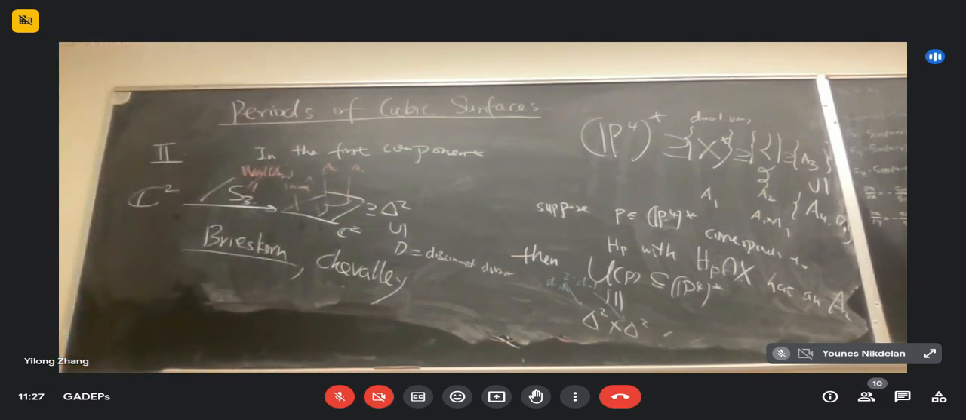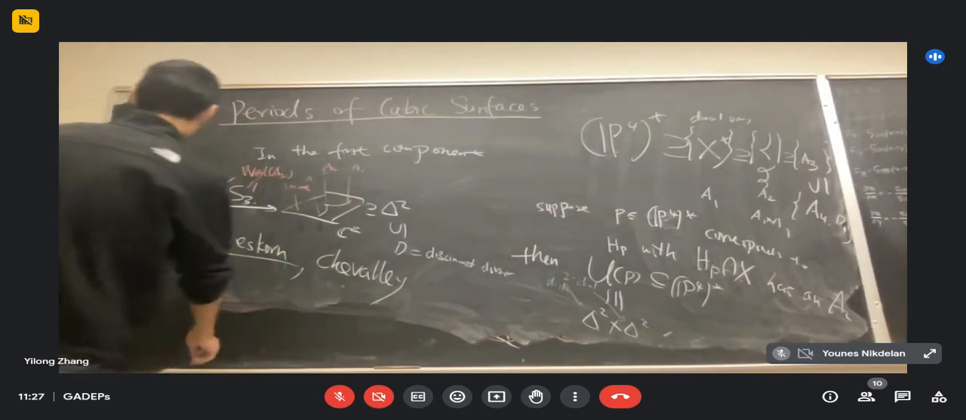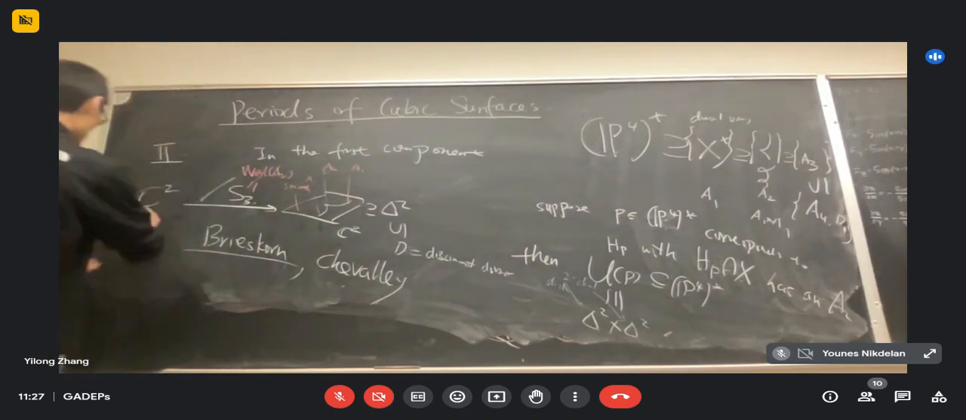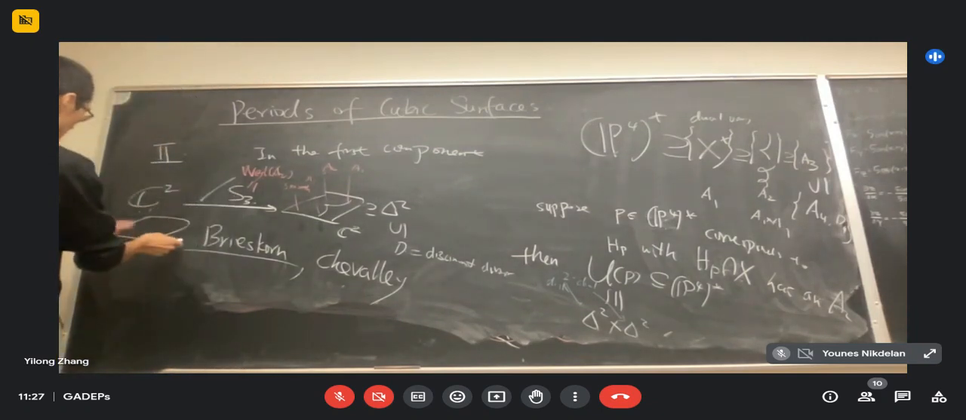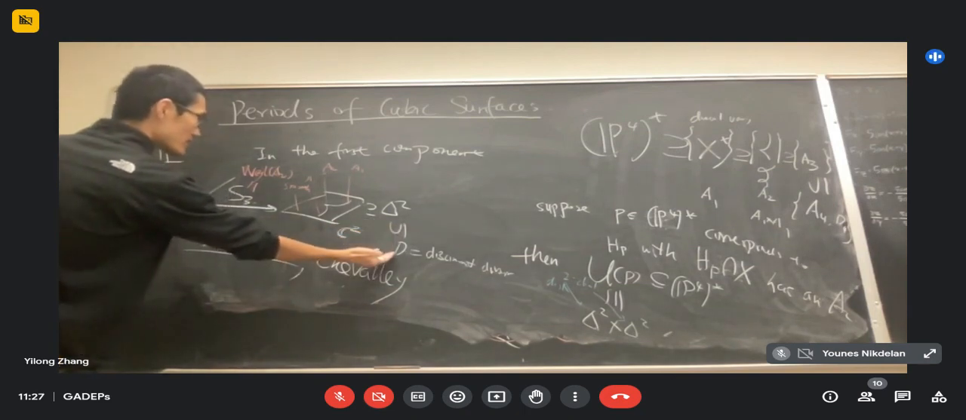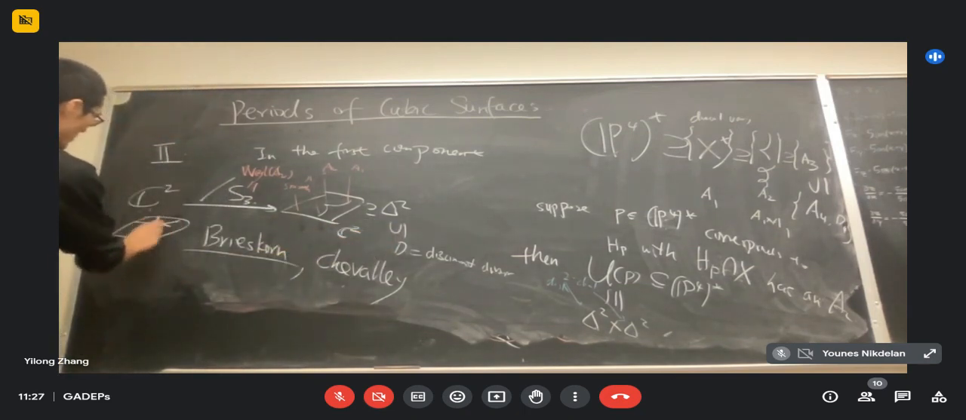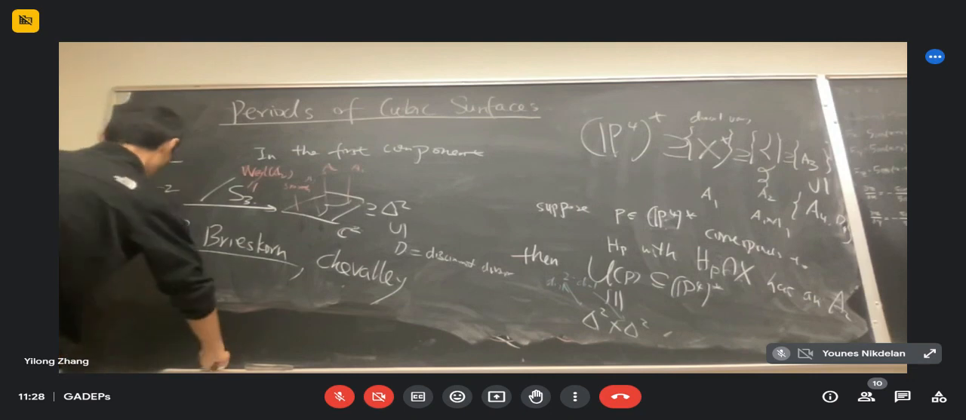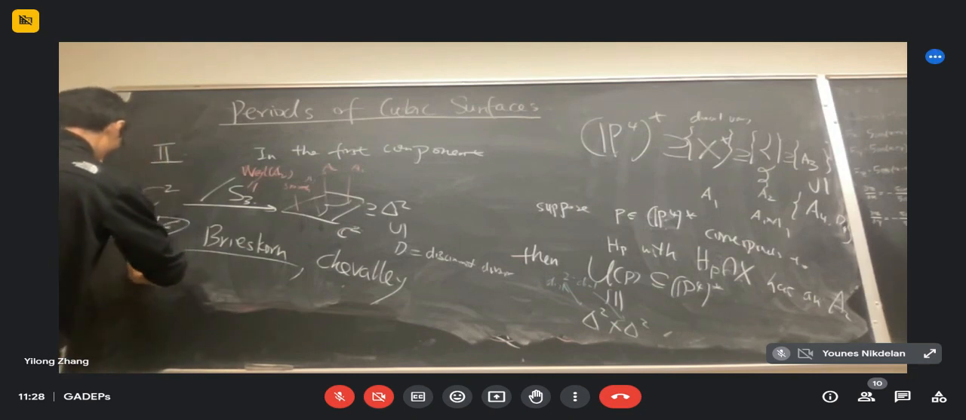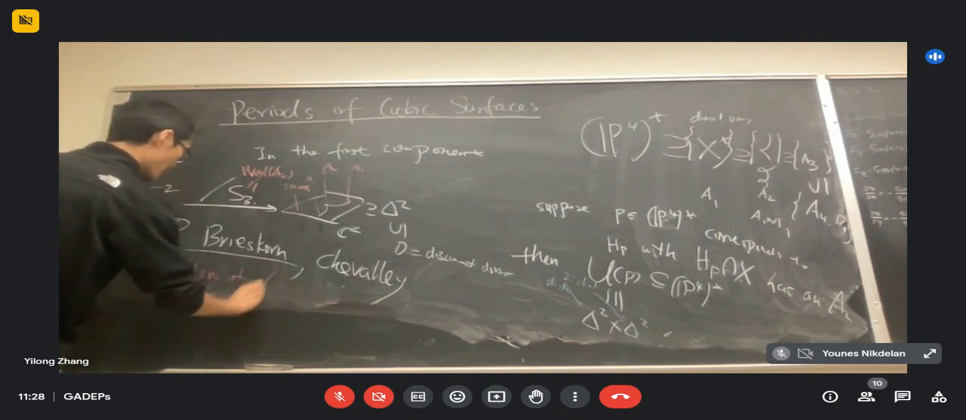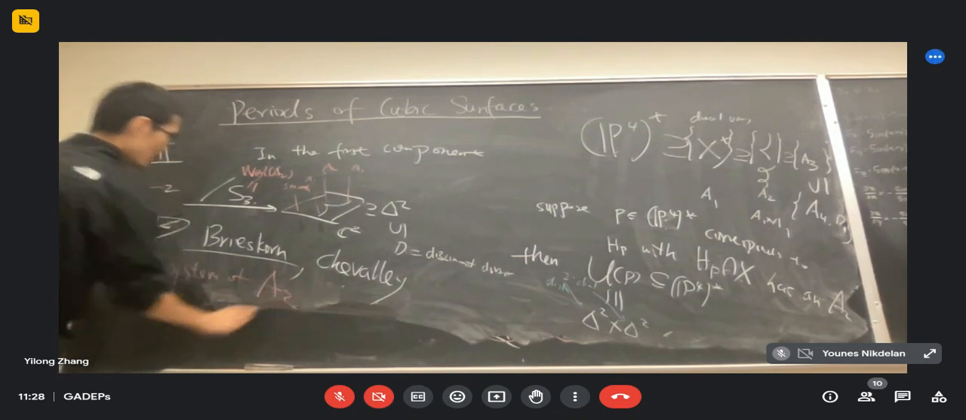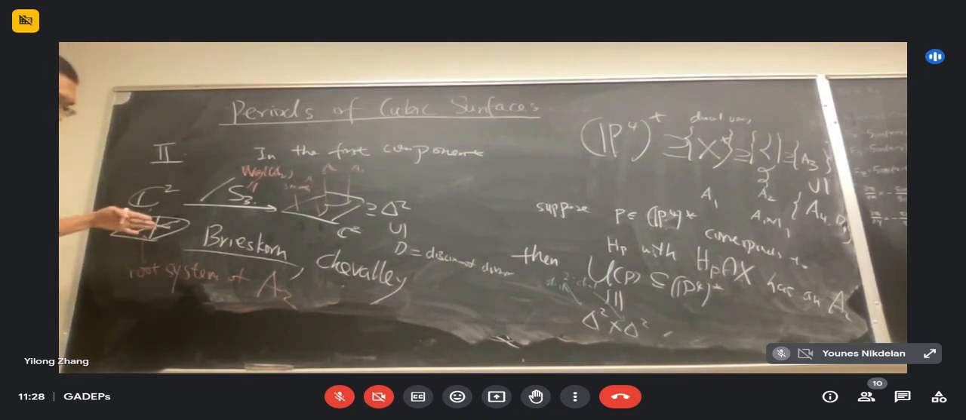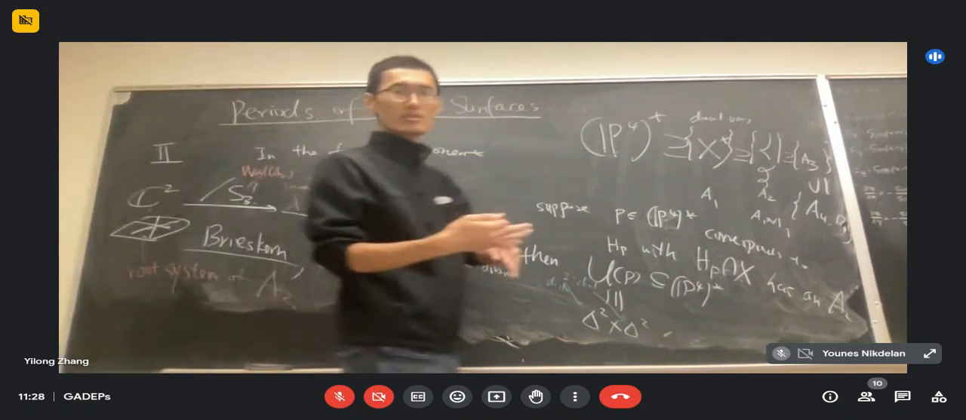The benefit of this interpretation is that this is still a C2, but if you pull back this discriminant divisor, it's actually a hyperplane arrangement, which is actually the root system of A2. In this case, it's 3 lines intersecting at the origin.